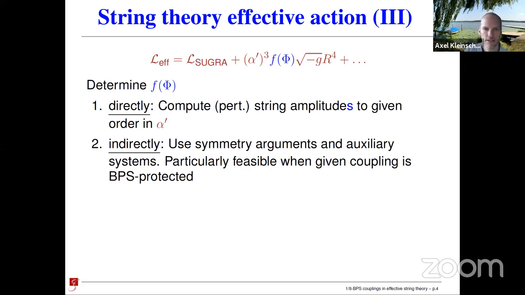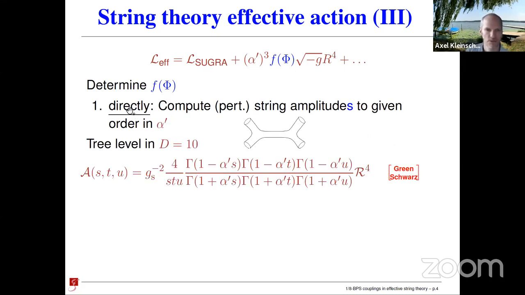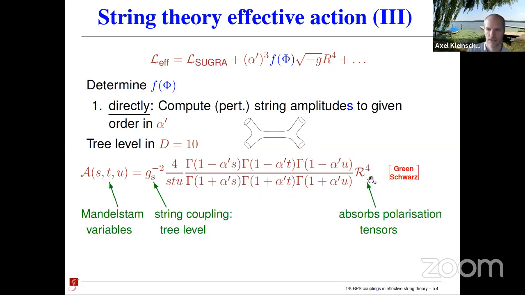Let me just give you a few more words on the first point here. So the direct calculation is, for example, when you take this 4 graviton interaction in 10 dimensions at tree level. The perturbative string amplitude has been known for a long time, and takes this form as a ratio of gamma functions. And then there's some overall thing that I write as R to the 4 because it corresponds to the kinematic structure of this, and it absorbs the polarization of the gravitons and other things. It's a function that only depends on the Mandelstam variables, and then there's an overall prefactor which corresponds to the fact that we're at string tree level.